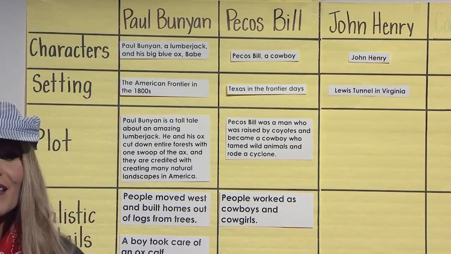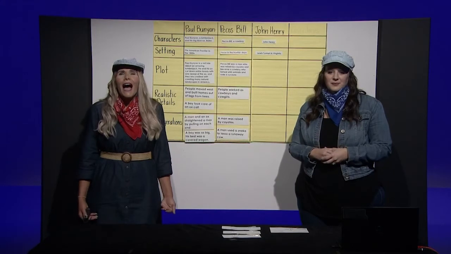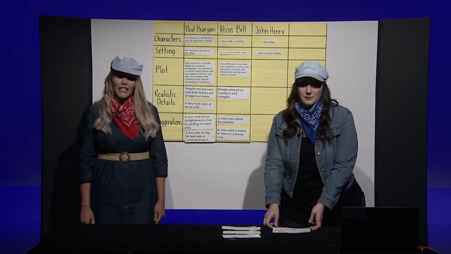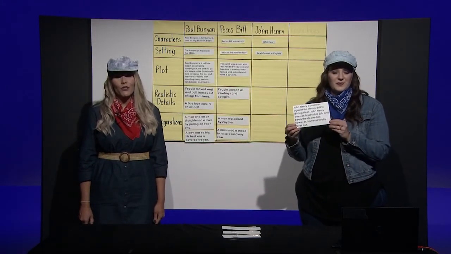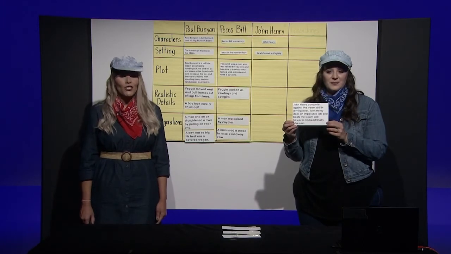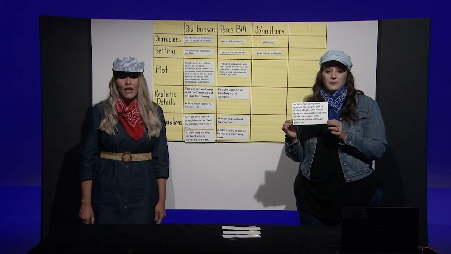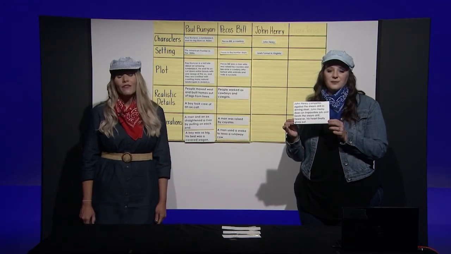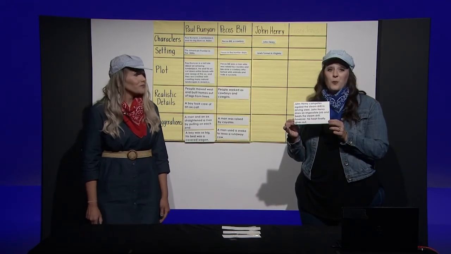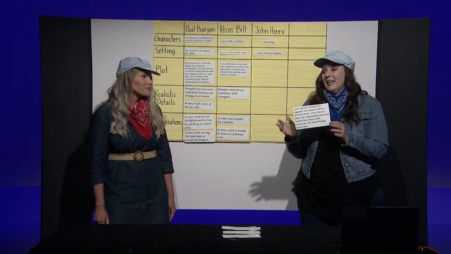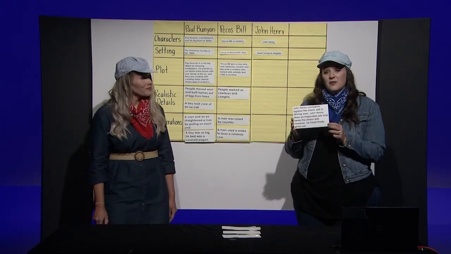To summarize the plot of our story today, I'd say John Henry competes against the steam drill in driving steel. John Henry does an impossible job and beats the steam drill. However, his heart finally gives out. What a great summary. It hits the overall main events of the story.